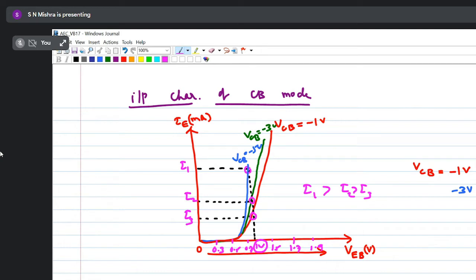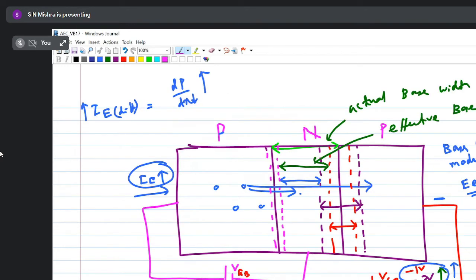What is base width modulation? Why is the current graph like a diode characteristic, and if we increase VCB, or more reverse bias the collector base junction, why is the emitter current increasing? Is it clear for all? Yes, sir. So the input side we have discussed. Now we'll go for the output characteristic.